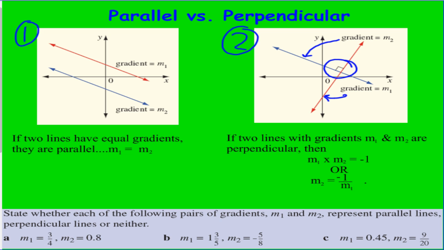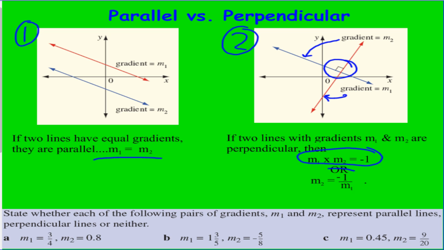So here our gradients M1 and M2, they're parallel, which means they are equal to each other. When two gradients are the same, they have the exact same slope and they're never going to cross. On the other hand, over here at number 2 with our perpendicular graphs, the relationship you can create with two graphs that are perpendicular to each other is when you multiply the gradients together, you will get -1.